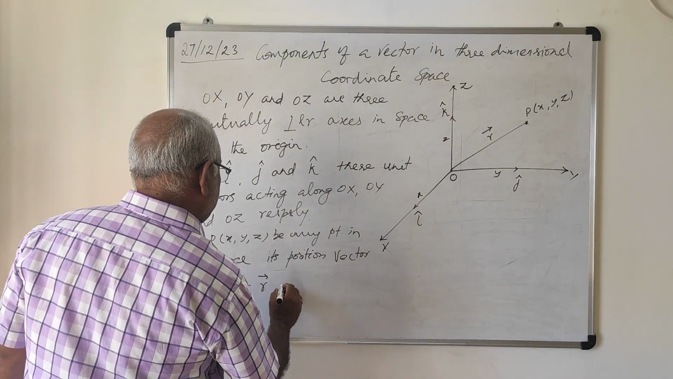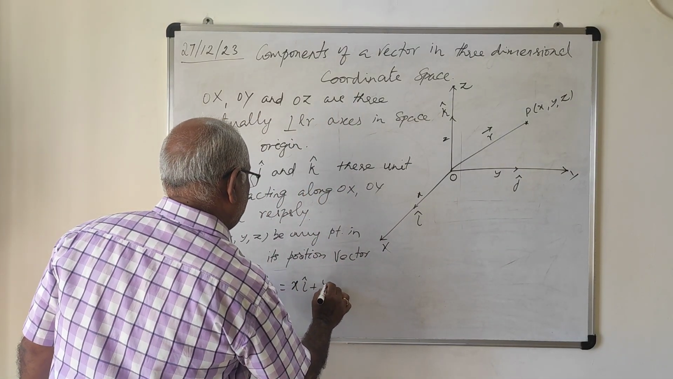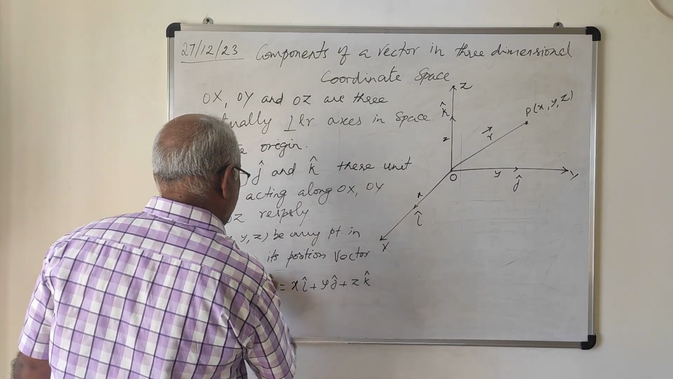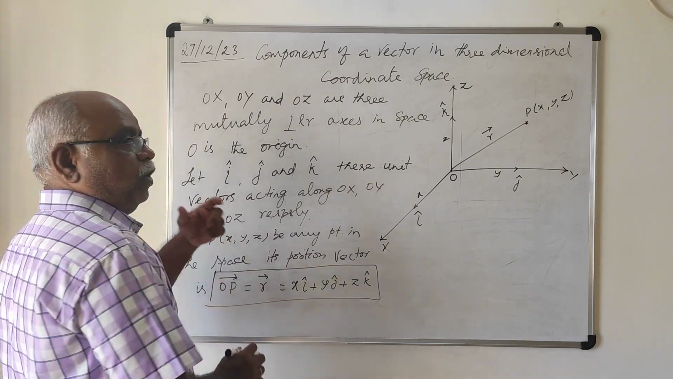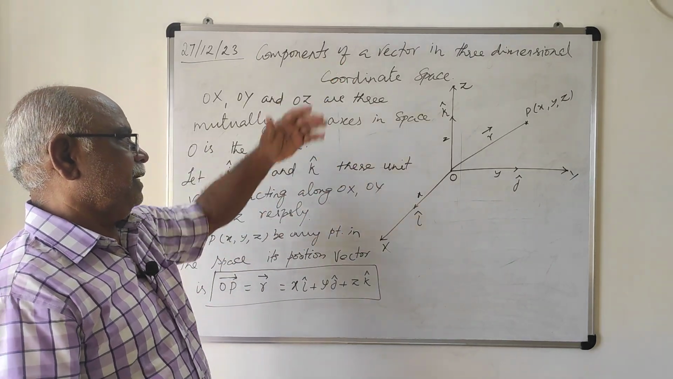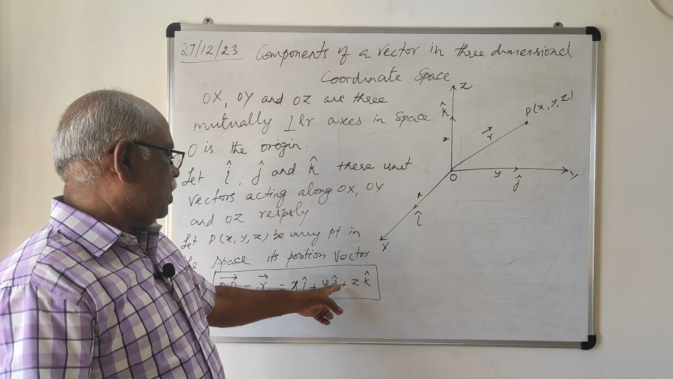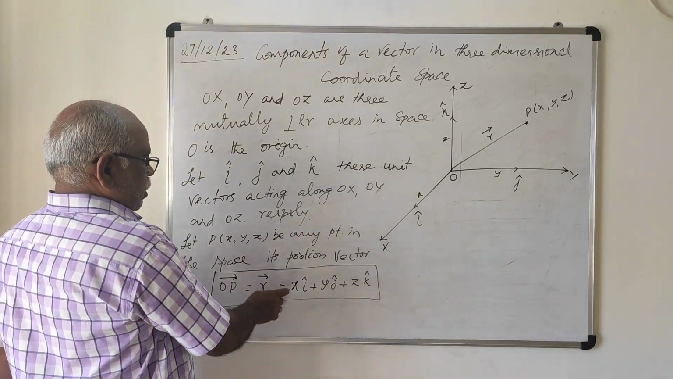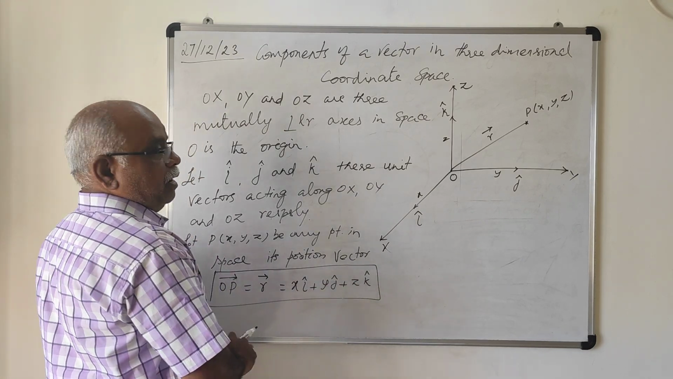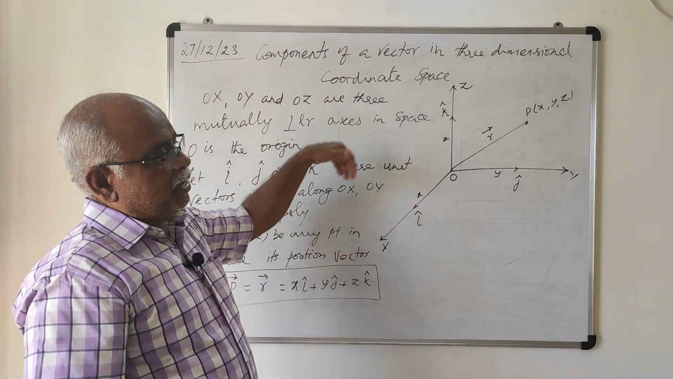It can be expressed as x times the I vector along the x-axis, xi plus yj plus zk. This is the representation of a vector in its components, where x, y, z are the components of the OP vector along the x-axis, y-axis and z-axis. So the R vector is xi plus yj plus zk, a representation of a vector in its components. Okay, I, j, k are the unit vectors acting along the coordinate axes.